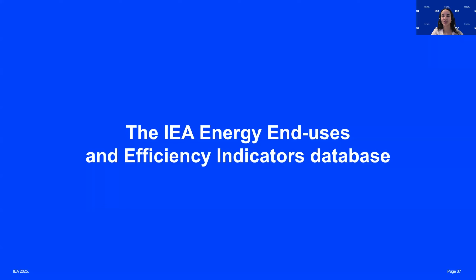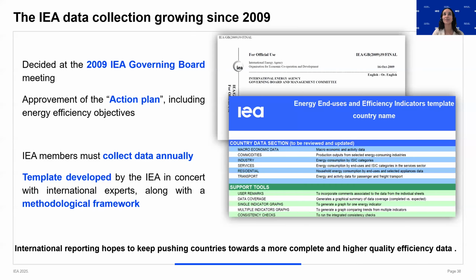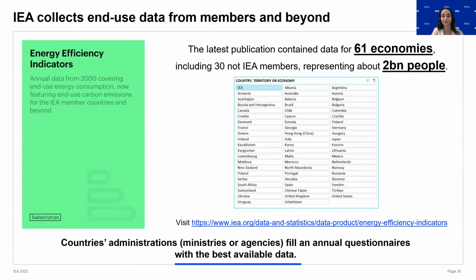Ultimately, the IEA's data collection on energy consumption is reflected in our energy end-use and efficiency database, which was decided in the 2009 governing board meeting at ministerial level. So end-use data and statistics need to be collected annually to develop and track consumption patterns and energy efficiency indicators. And that is why the IEA developed a questionnaire template based on a robust harmonized methodology.